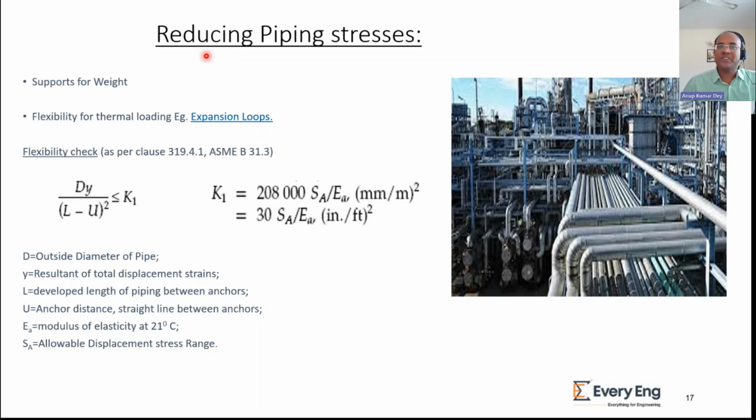Now, reducing piping stresses. We have three types of stresses, as I told. First is sustained stress. The main reason for sustained stress is pressure and weight. Pressure is already taken care of by proper pipe thickness design. So the remaining thing is the weight. What we can do for weight is provide proper supporting for reducing the weight stresses. Let's take an example.